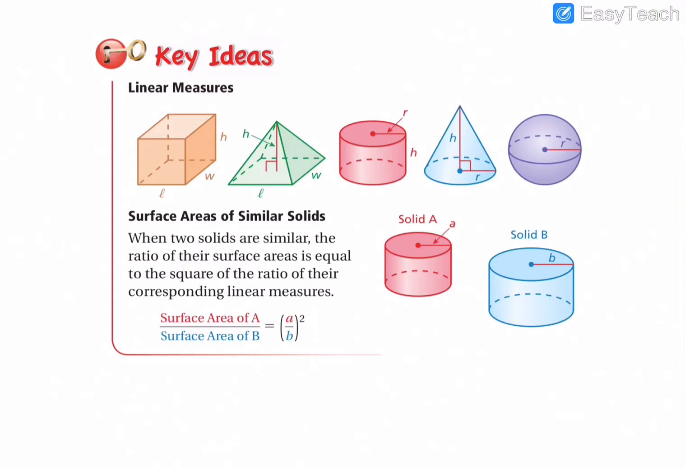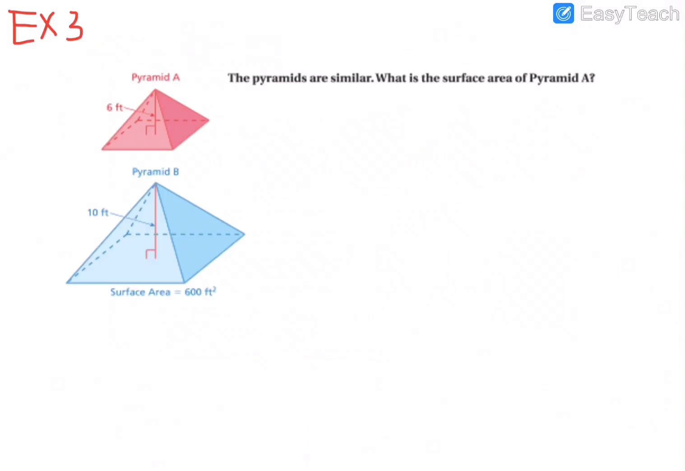Okay, so this is the key idea that we talked about when we did the Google Meet, that surface areas of similar solids are going to be equal to the square of the ratio of the corresponding linear measures. So basically, to break that down, what that means is if solid A is similar to solid B, that means A is proportional to B. So if we do a ratio of A to B and we square it, it's going to be equal to the surface area ratio. So here we go in action.